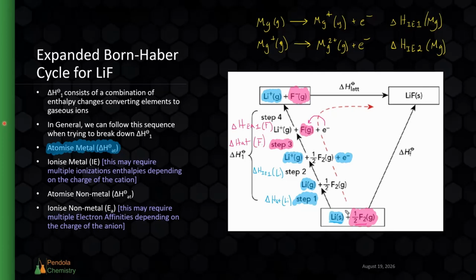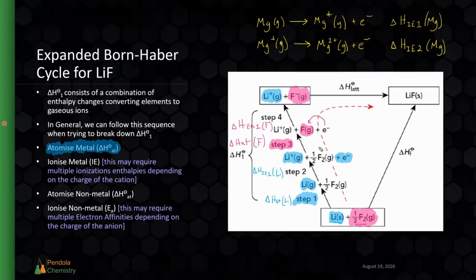So notice that whole delta H1 that we had is not just 1 step, it's actually 4 different steps happening to 2 different elements. We first atomize and then we ionize. We atomize the lithium metal into a gas, and then we ionize it by removing an electron and turn it into a +1 ion.